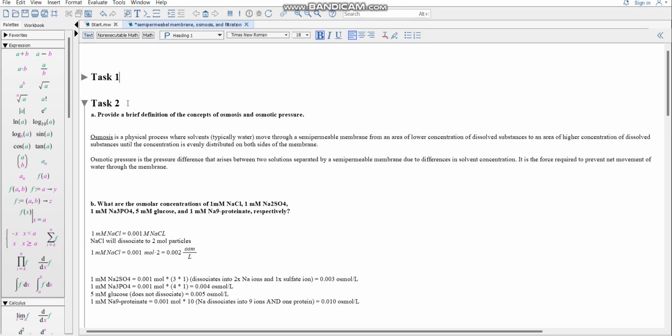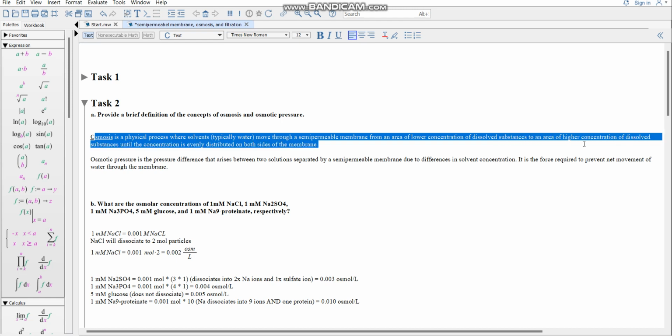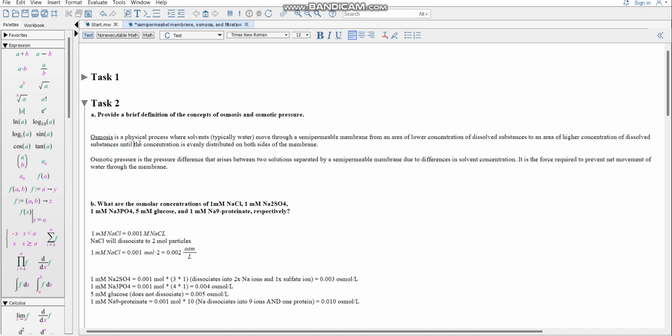Now let's talk a little bit about osmosis. So osmosis is a physical process where solvents, typically water, move through a semipermeable membrane from an area of low concentration of dissolved substances to an area of high concentration of dissolved substances until the concentration is evenly distributed on both sides of the membrane.